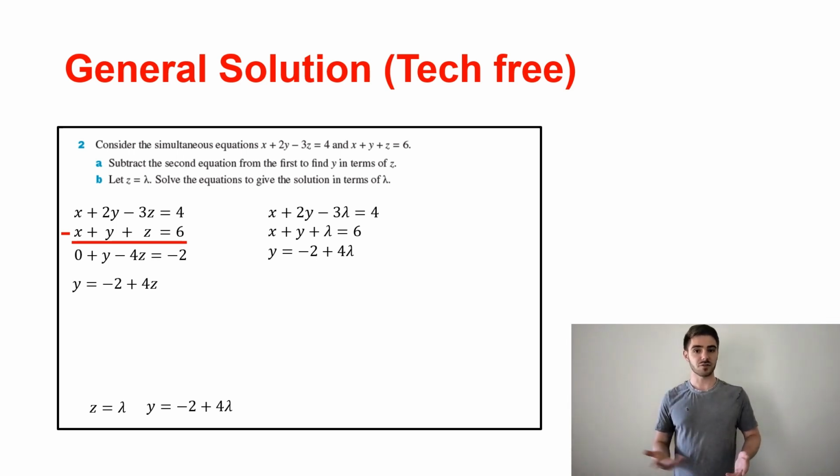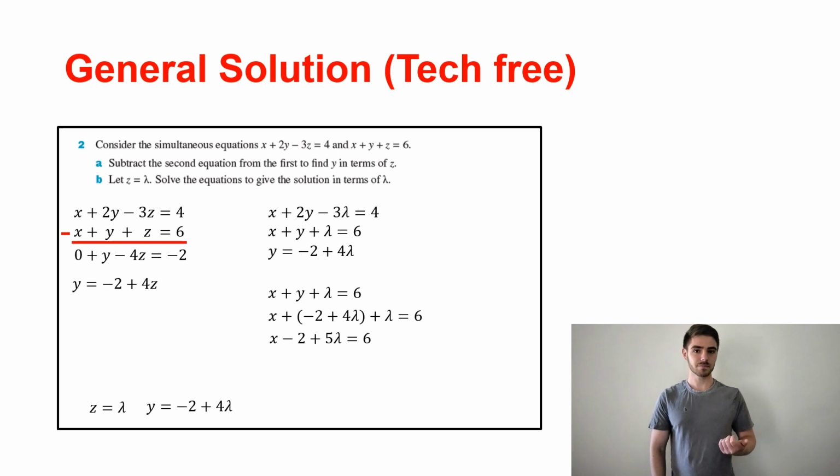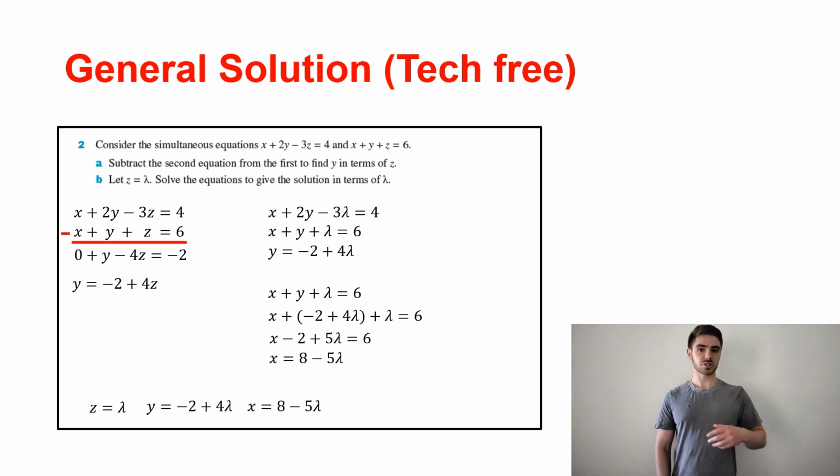All we need to do now is find x, which we can do using substitution with any of our original equations. The easiest one to use is the second equation, so let's start there. All we have to do is sub in our result for y into that equation, and then rearrange until we get x on its own. And just like that, we have a set of solutions that are all in terms of lambda.